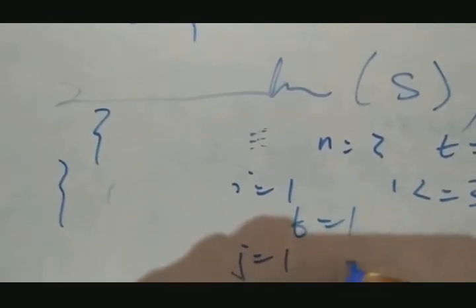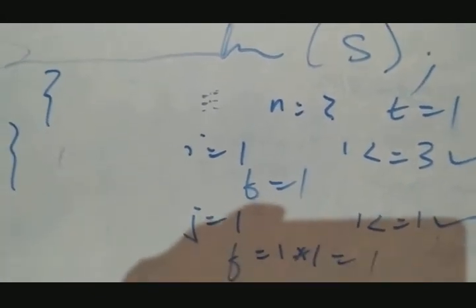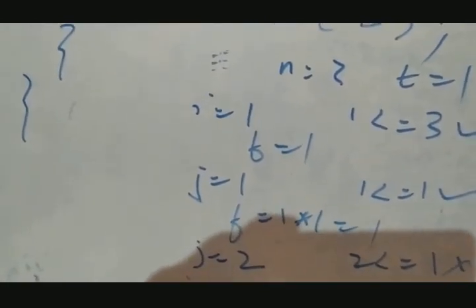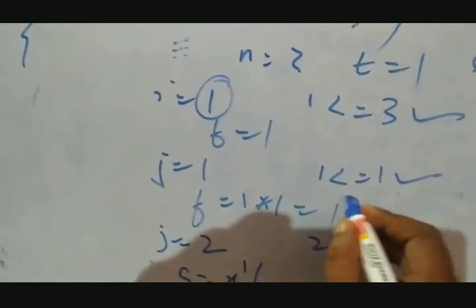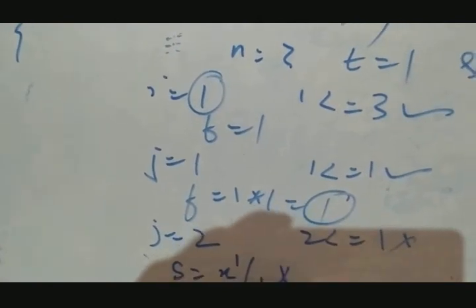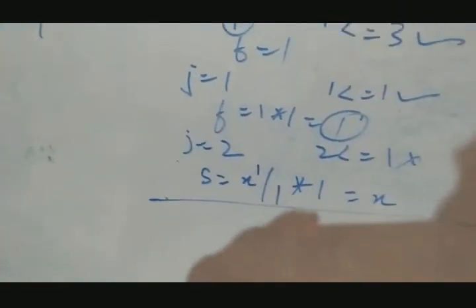J value equals 1. 1 is less than or equal to 1, true. F equals 1 into 1. It becomes 1. Now j value changes to 2. 2 is less than or equal to 1, false. Comes out of the j loop, and then we go with the sum. S equals x to the power I, that is 1, upon 1 factorial is 1. 1 into 1. So it is x.